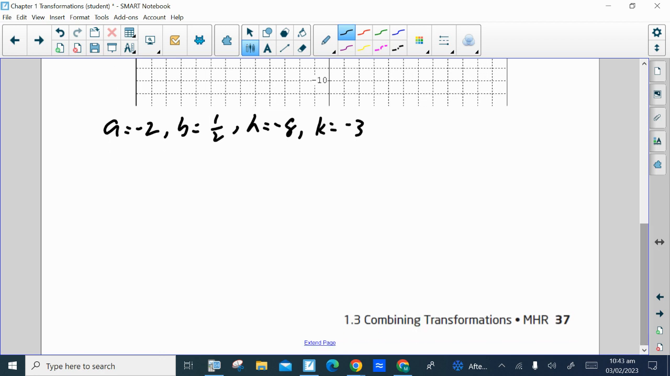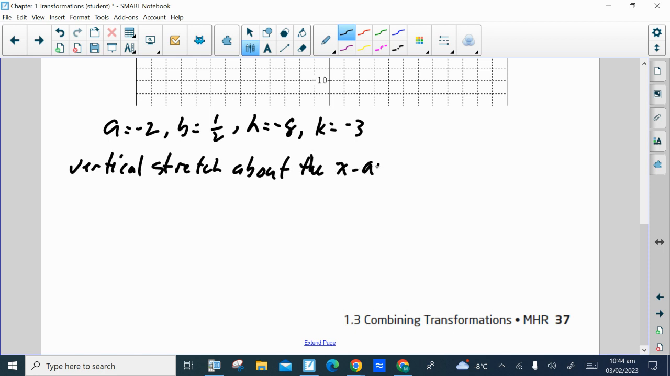So an a value of negative 2 means that we're going to vertically stretch about the x-axis by a factor of 2. The fact that a is negative, again, means two different transformations. You've got your stretch as well as a reflection. So we will have a reflection about the x-axis.